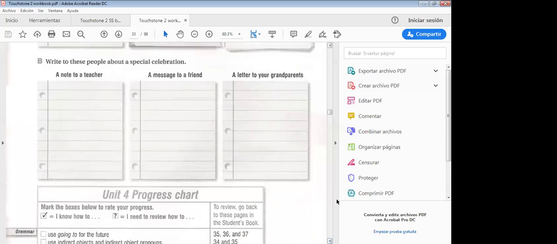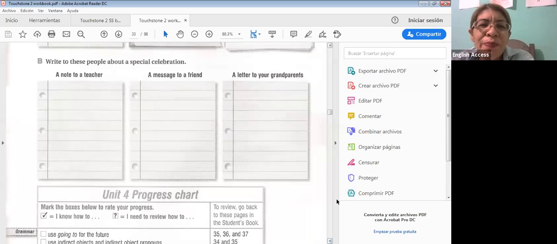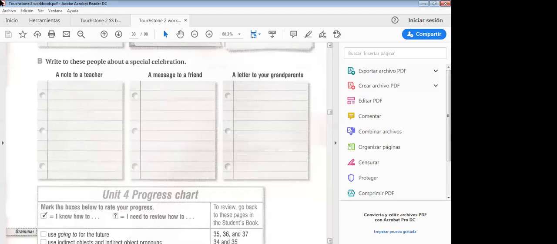Excellent. Part B says, write to these people about a special celebration. You have to write a note to a teacher, a message to a friend, a letter to your grandparents. So, Abby, can you read one example, please? Yes.